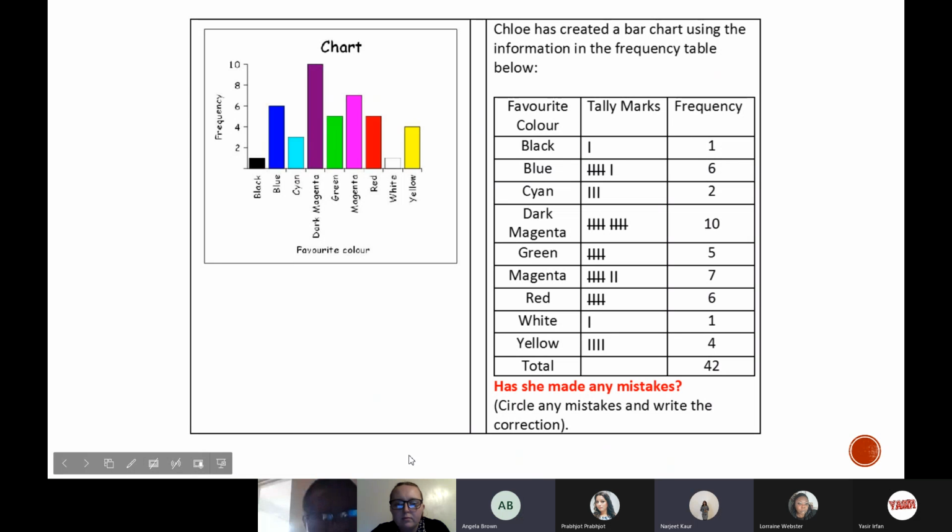On the third one, it's 2 instead of 3. And then on red, it's 5, but it's 36. Okay, let's have a look. Mm-hmm. Yes, you're correct. Yes, correct. And I think you all got the mistakes. I think you should have all got the mistakes.